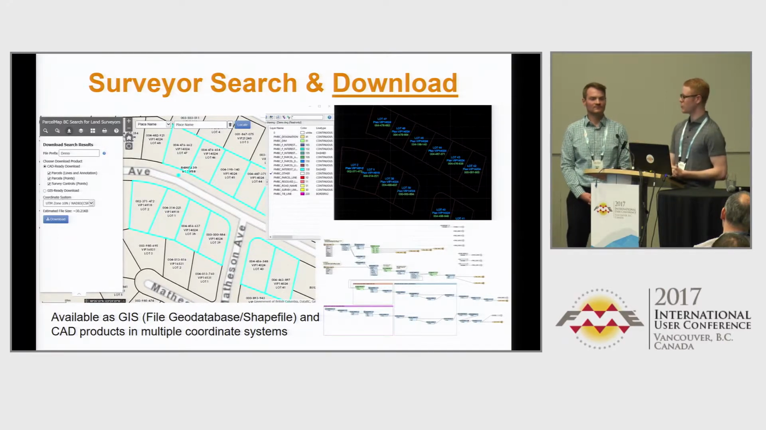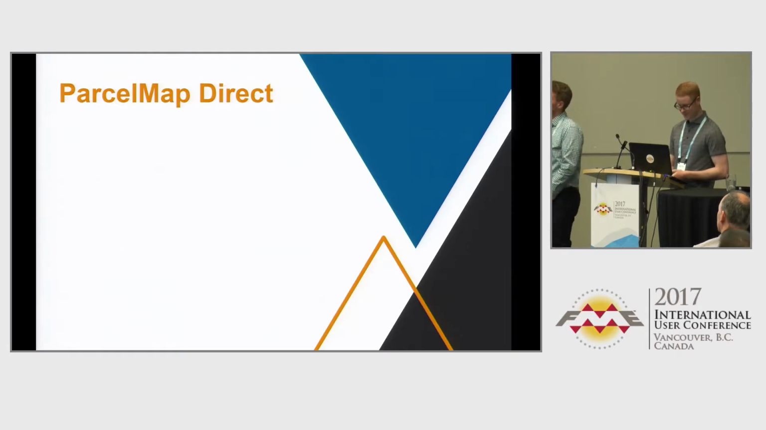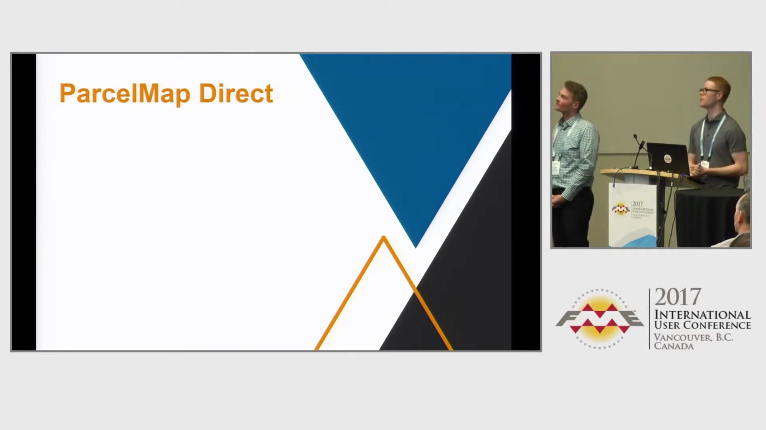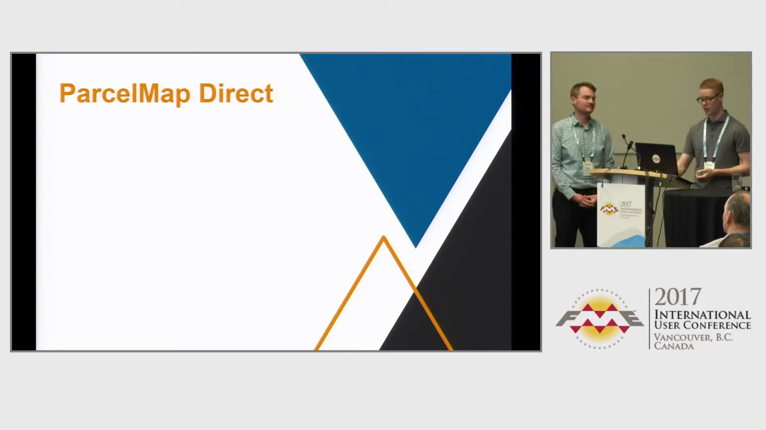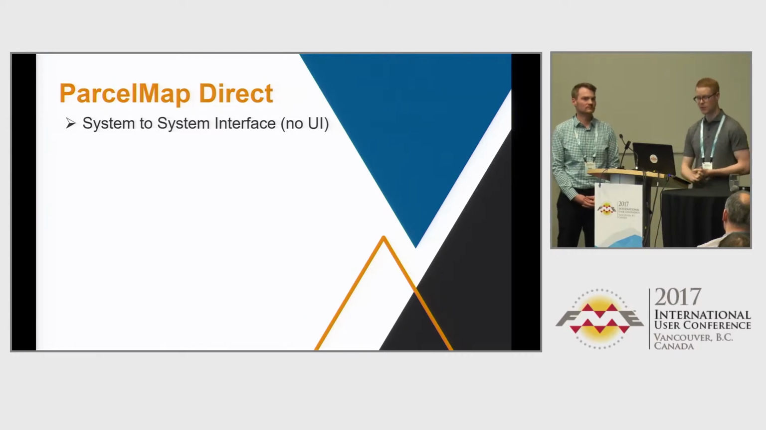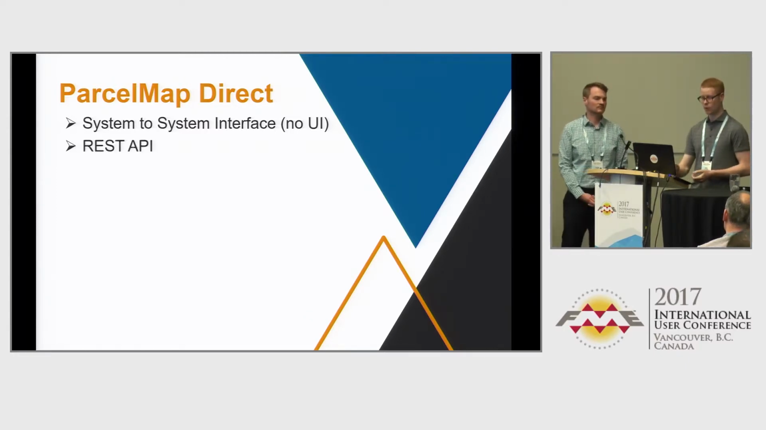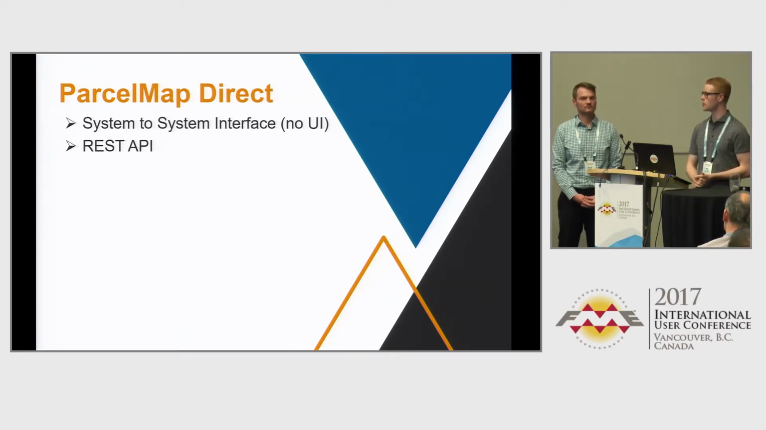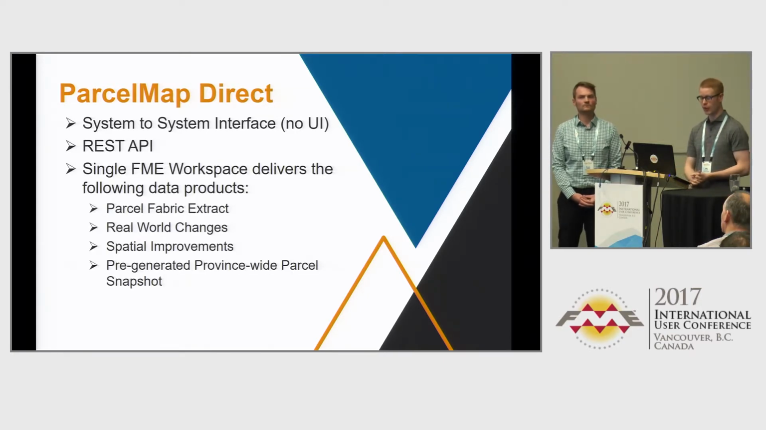And there's a workspace that you can't read on the screen anyways. And finally, for ParcelMap Direct, so getting the provincial extracts out, this is a system-to-system interface. There is no UI. It's a REST API, so this user's going to make a call via their system, just using some simple JSON, and they're able to get various information out, and that information is all accessed and delivered through an FME workspace. So the users can request a Parcel Fabric extract, so a regional district, an area of interest by using some GeoJSON geometries, the entire province if you just say, I want everything.